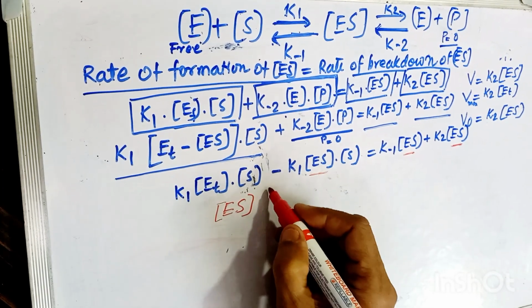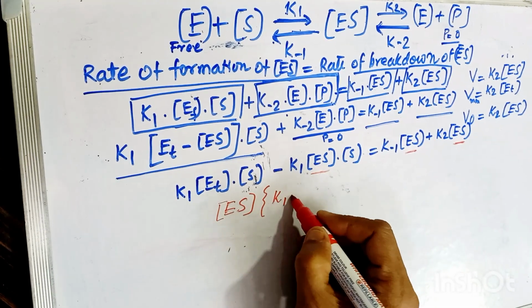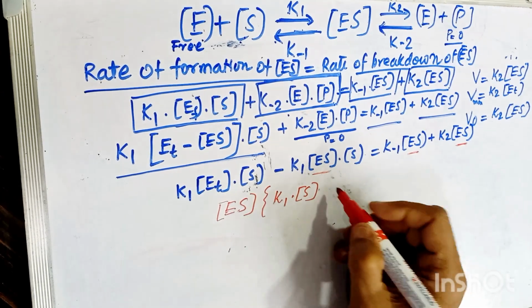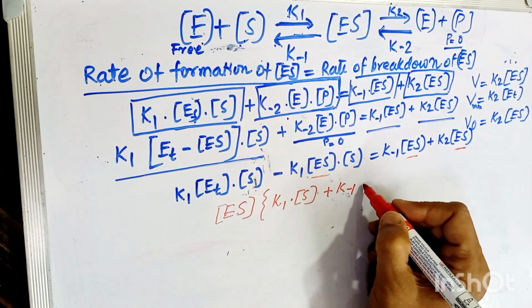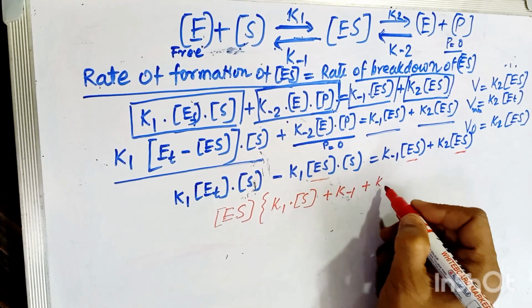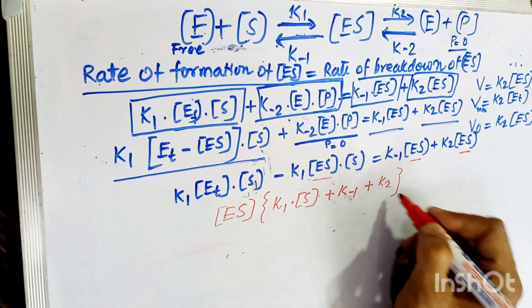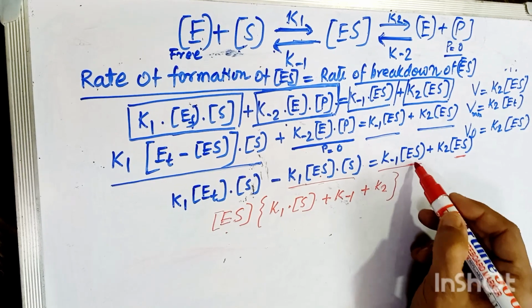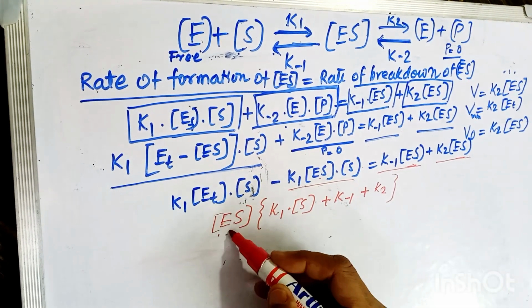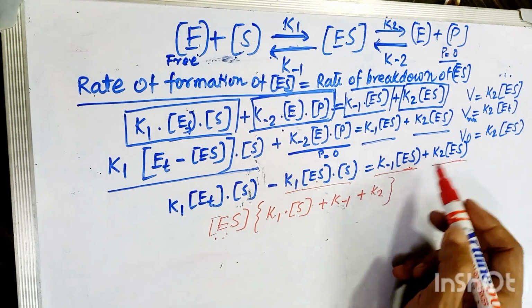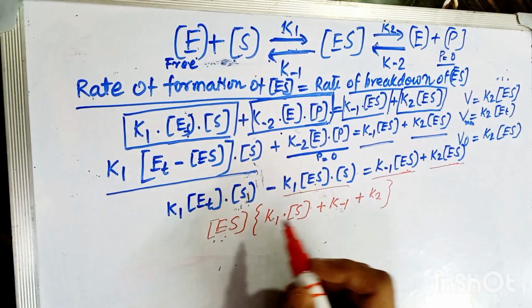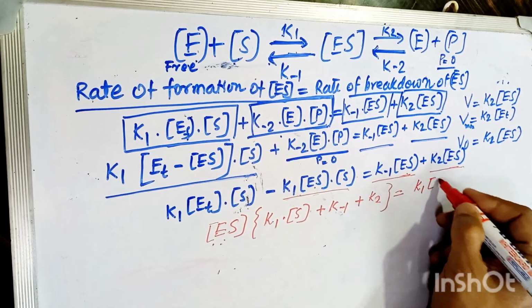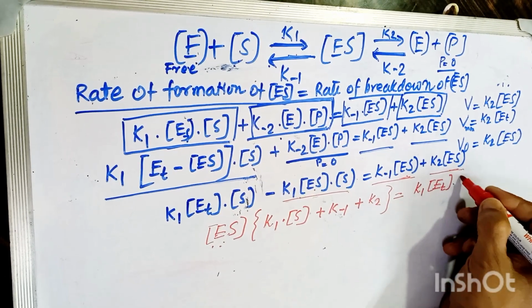Es is Es, what remains here is K1 into S. Here what remains is K minus 1. Here what remains is K2. And I have taken Es out of these 3 equations, so from these 3 reactions I have taken out the Es, and what it is equal to is K1 into Et into S.